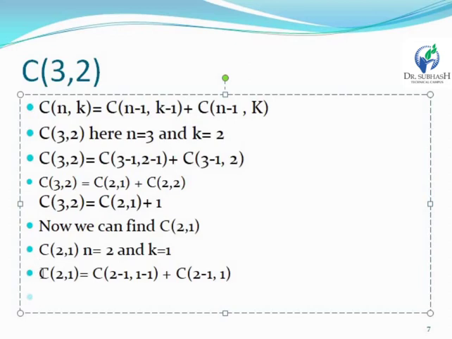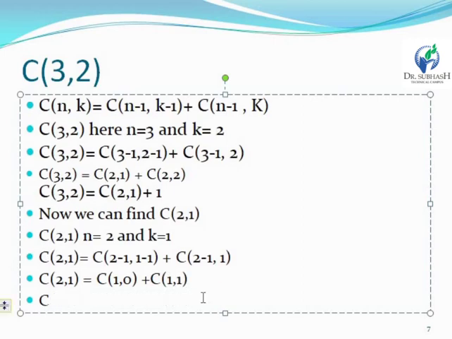So what is C of 2, 1? It is equal to C of 2 minus 1, which is 1, comma 1 minus 1, which is 0, just addition and subtraction. Now, what is C of 1, 0? The value of C of 1, 0 is 1, and C of 1, 1 is also 1. So now you can find C of 2, 1 equal to 2.